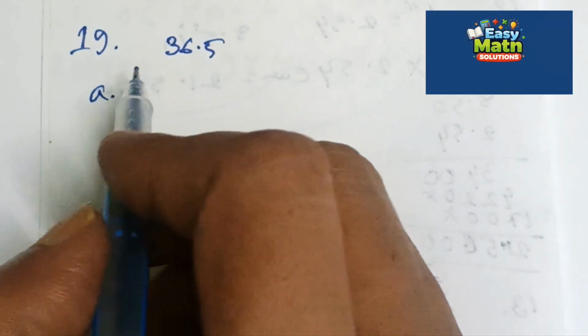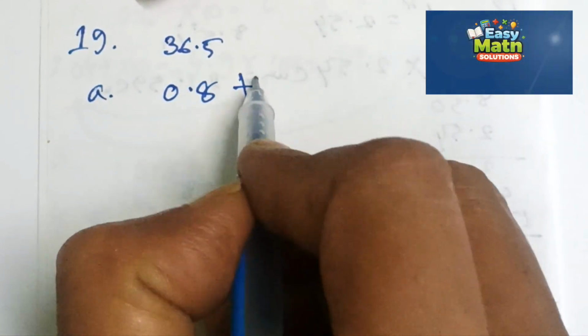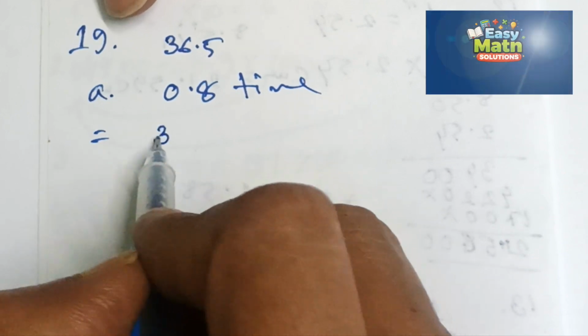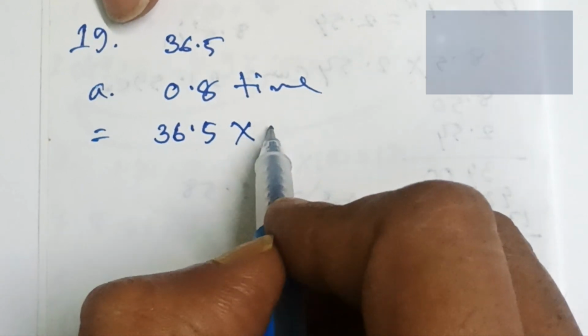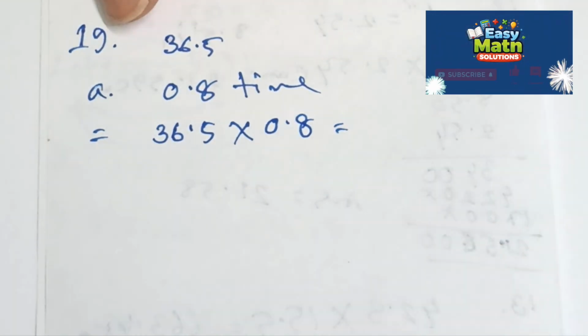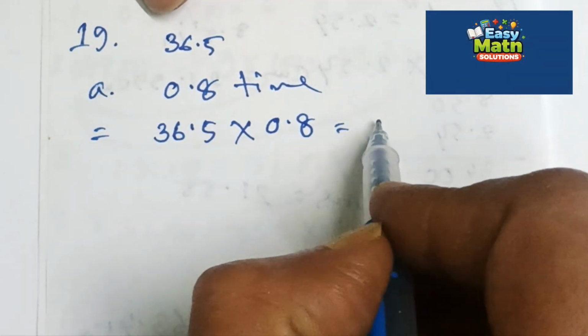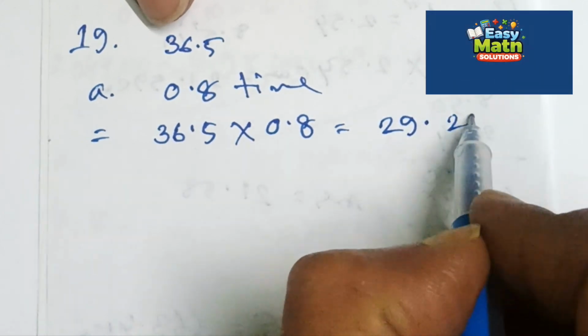His brother's weight is 0.8 times, and then we can determine 36.5 times 0.8. Then the answer will be 29.2 kg.